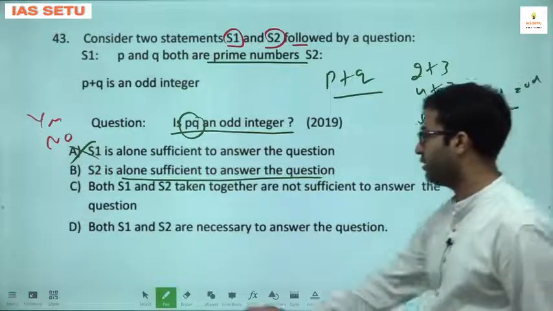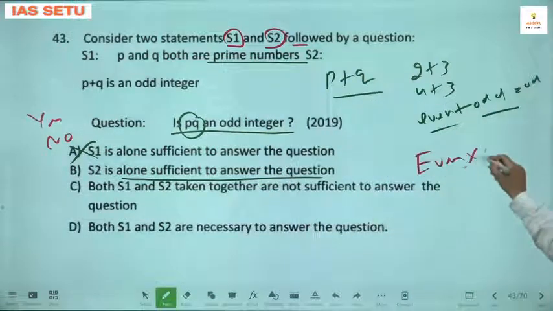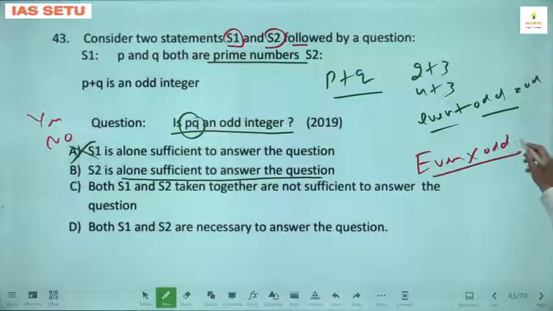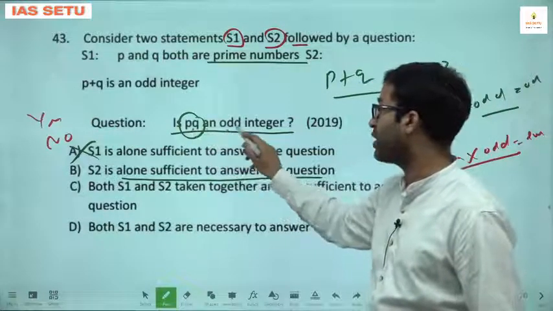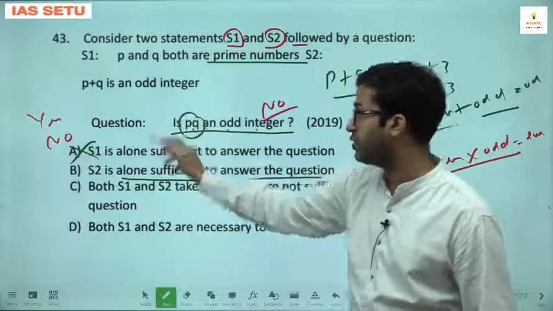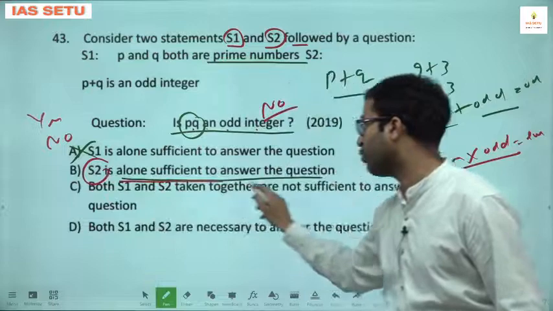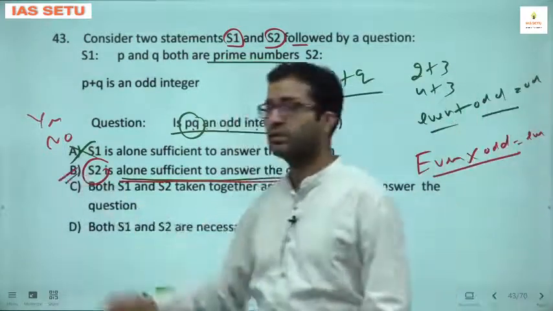So when you take one even number and one odd number, their multiplication is always even. So is P times Q an odd integer? No, because it is coming out even. So is statement 2 alone sufficient to answer the question? Yes. So the answer is B.